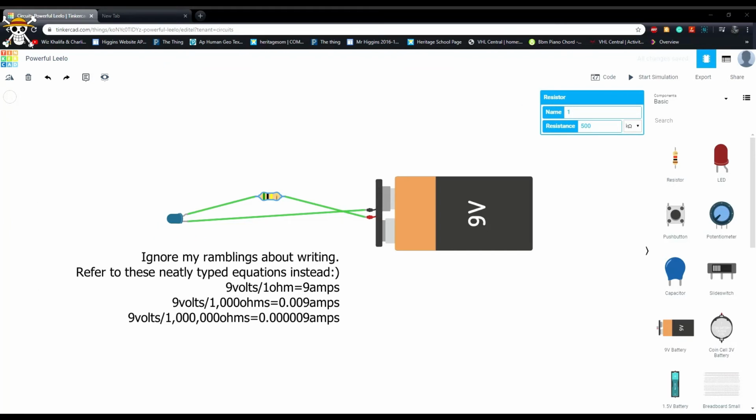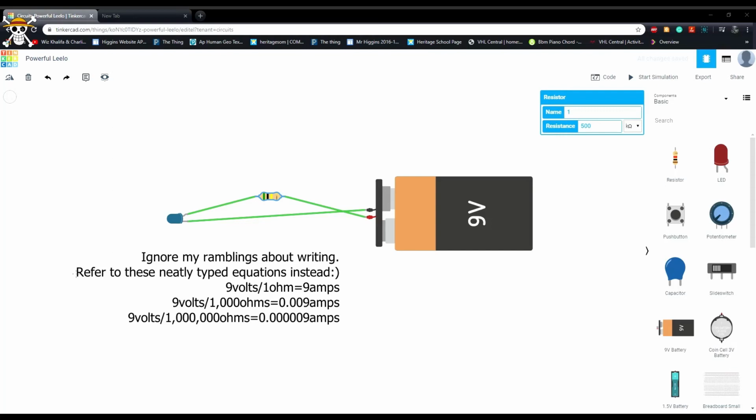So let's see if I can write 1,000. Oh, oops. Okay. Delete that. So now we're gonna write 1,000. Look, I'm getting a little better. Not really.